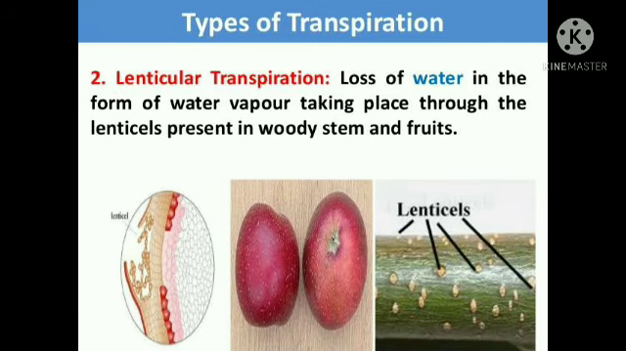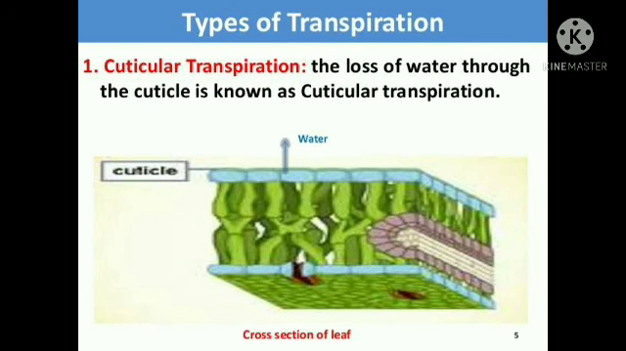Next, lenticular transpiration is the transpiration through special openings that develop in the woody stems and branches of old trees, and they are known as lenticels. Next, cuticular transpiration occurs through the cuticle. The cuticle is a layer made up of a substance called cutin. The thicker the cuticle, the less will be the rate of transpiration. Therefore, only a little part of the total process occurs through the cuticle.